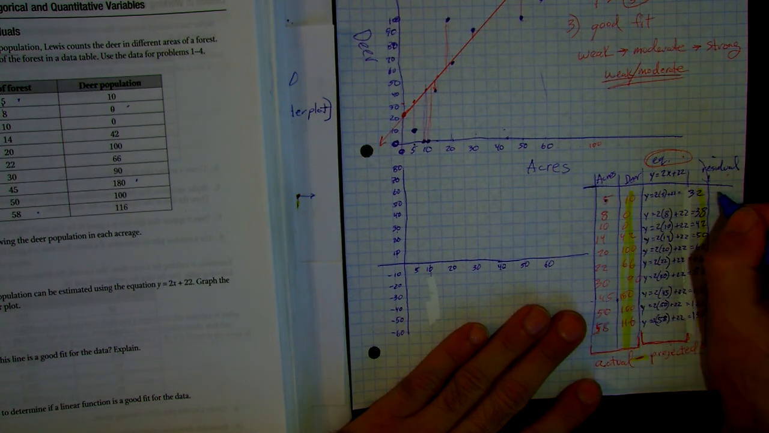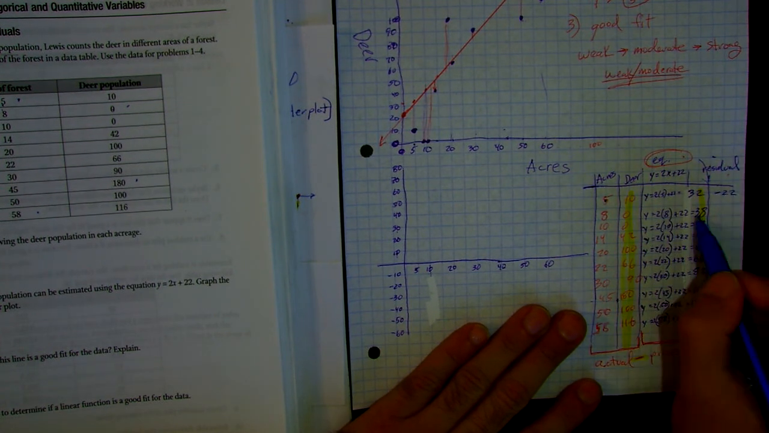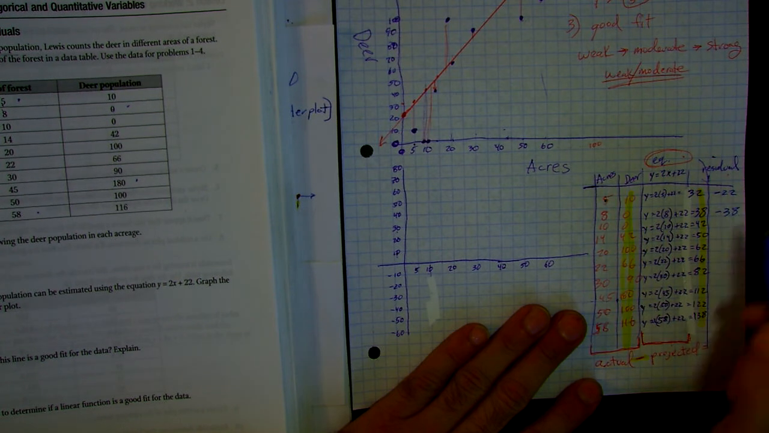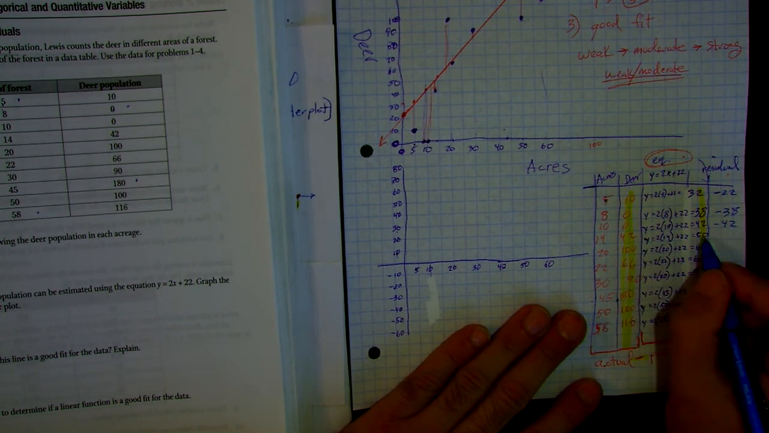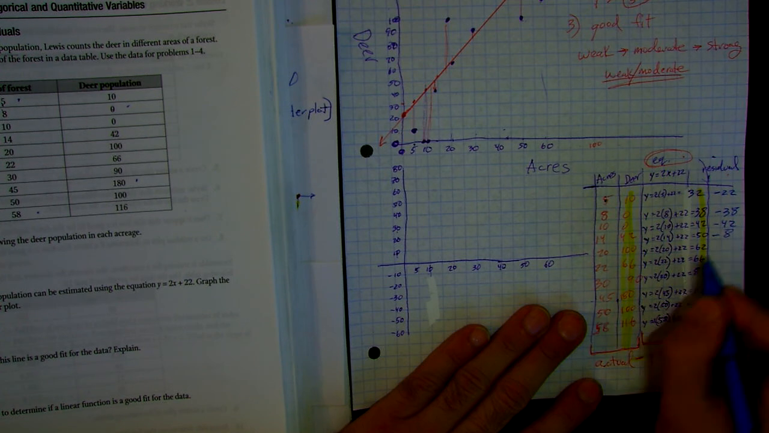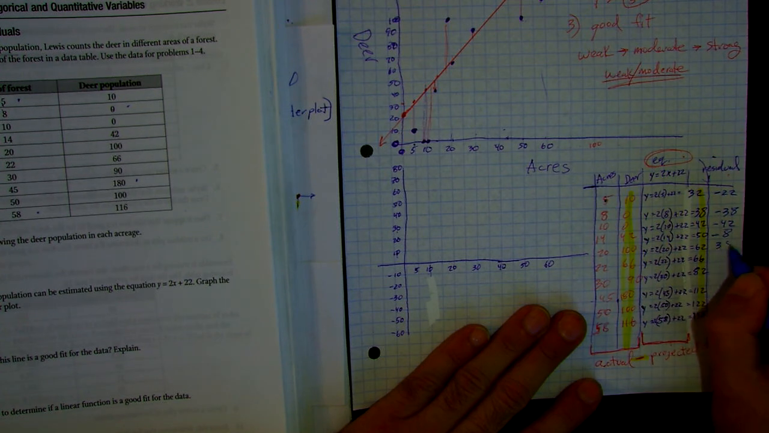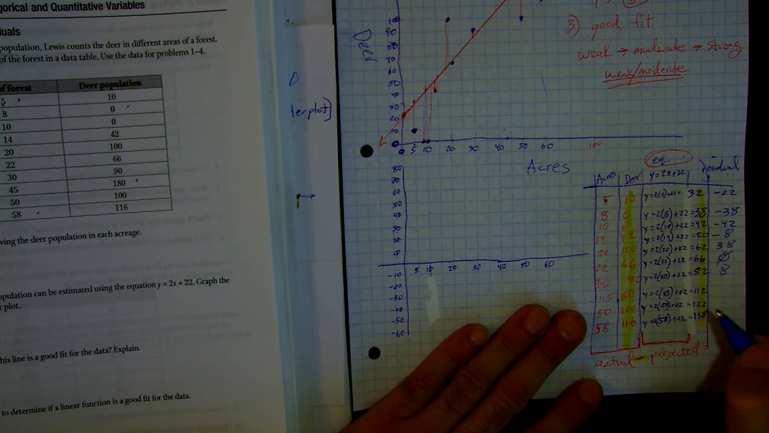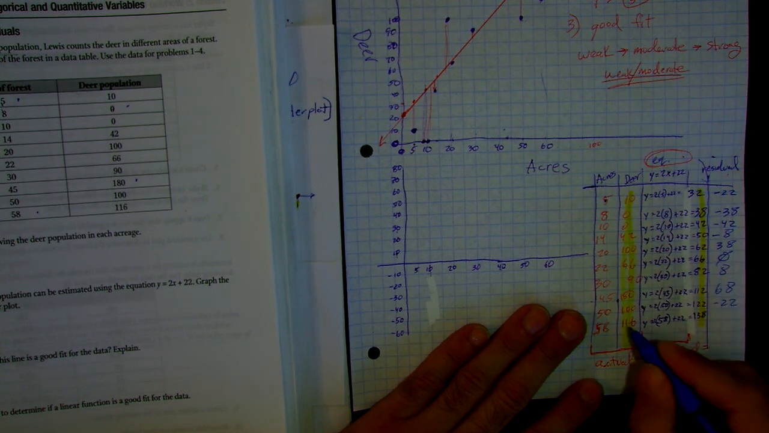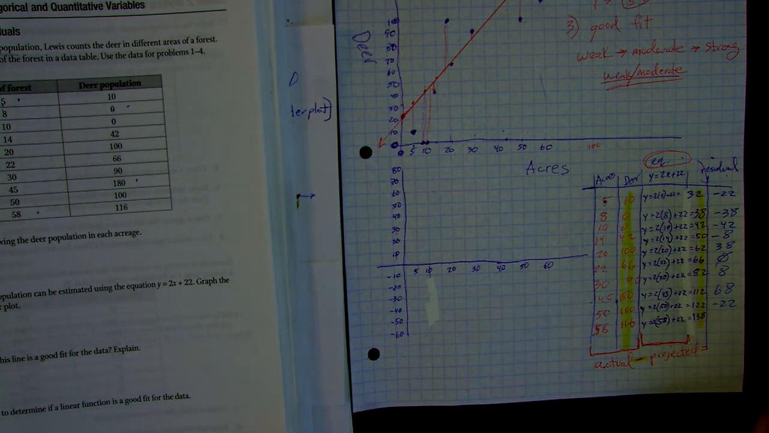10 minus 32, negative 22. 0 minus 38, negative 38. I'll give you a screenshot option in a second here. 0 minus 42, negative 42. 42 minus 50, negative 8. 100 minus 62 is 38. 66 minus 66 is 0. That was the only one that's on the line. 90 minus 82 is 8. 180 minus 112 is 68. 100 minus 122 is negative 22. 116 minus 138 is negative 22 as well.